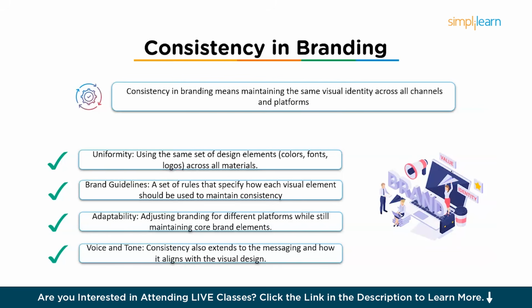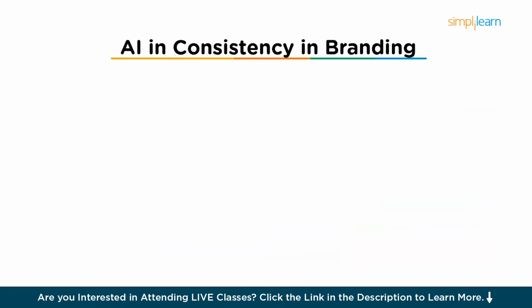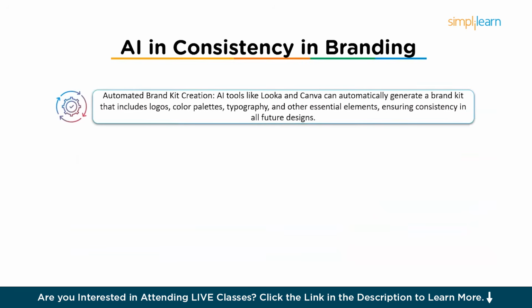Then we will see how AI helps in consistency in branding. So the first one, we have automated brand kit creation. So tools like Looka and Canva can automatically generate a brand kit that includes logos, color palettes, typography and other essential elements, ensuring consistency in all the future designs.